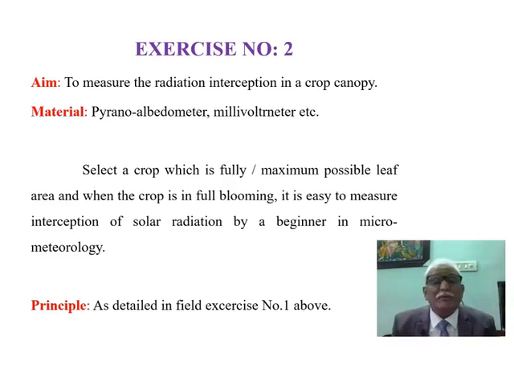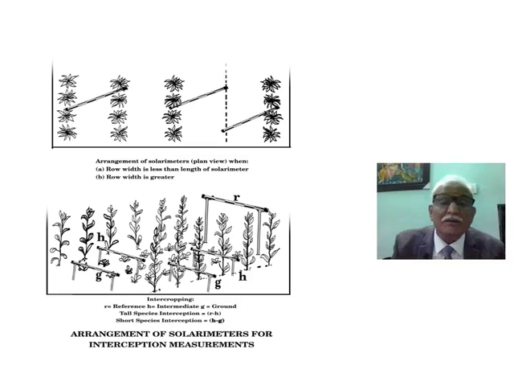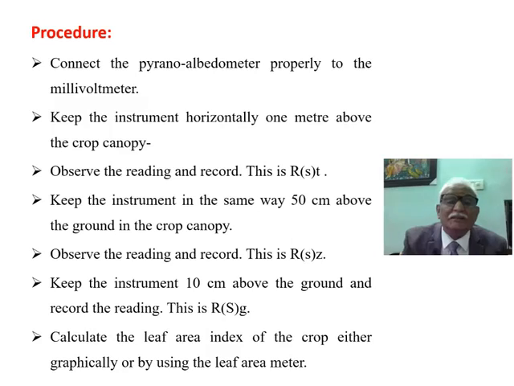Remember that principle. Here also you take the pyranometer and the millivoltmeter. You want to know the interception. How do you know it? Simple. This is also my hard work, well thought out. How do you place it between rows of the plant? Above the crop canopy, in the middle of the crop canopy, and at ground level. I took an enormous amount of time on this. This is my own brainchild. You can measure with this procedure.